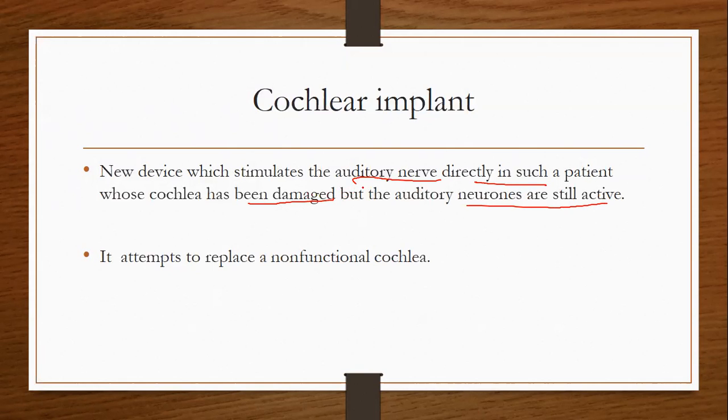So it acts as an artificial cochlea, but the patient should have the functioning auditory nerves, because we can stimulate the auditory nerve while applying this cochlear implant. So they should have active auditory nerves or neurons. It tends to replace a non-functional cochlea.